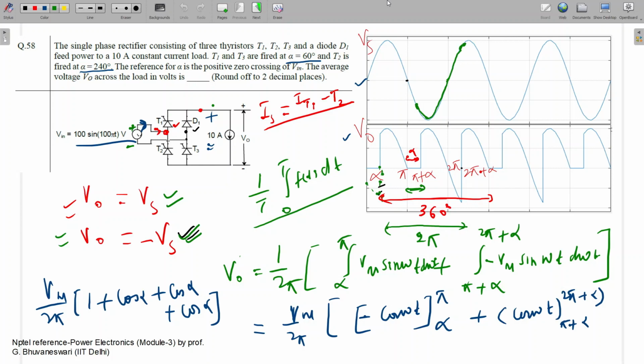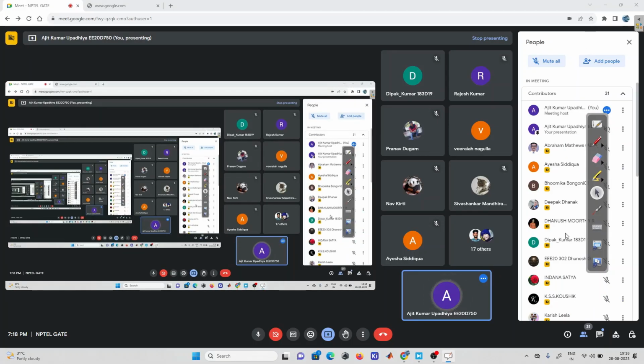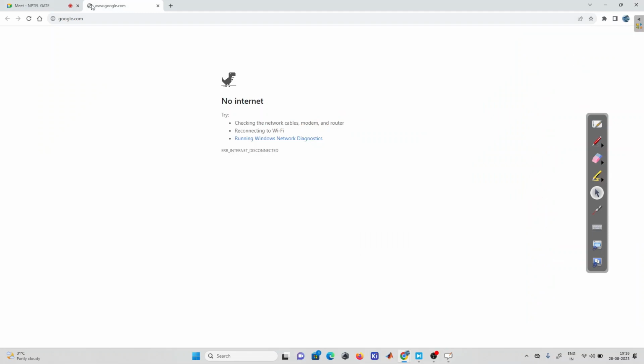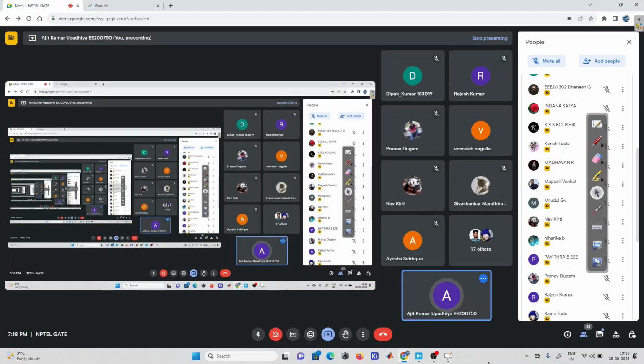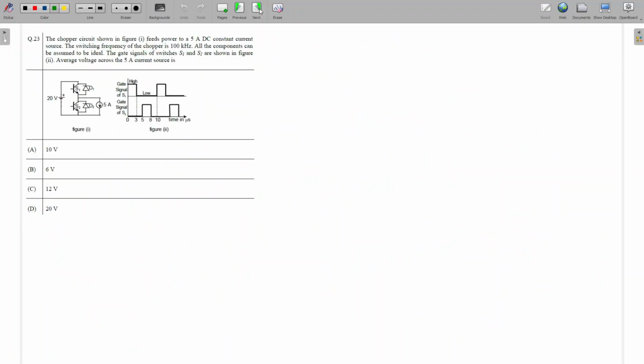Next question is very easy question. How many of you have gone through the DC to DC converter? Okay. So that is very basic DC to DC converter question. Like you can try it. This is the second question. It is one marks question, GATE 2023 only.